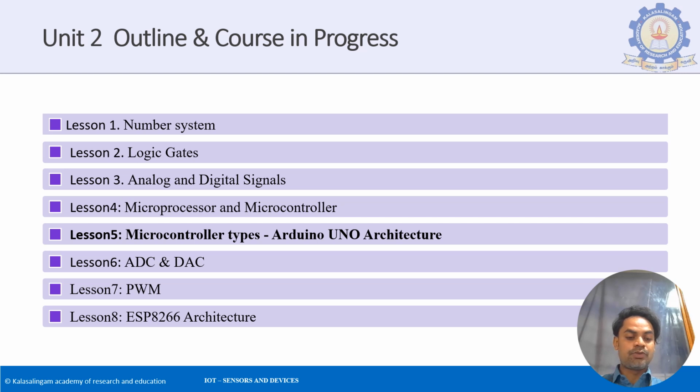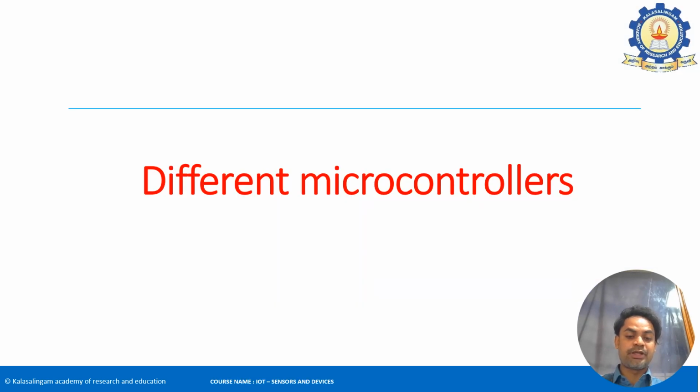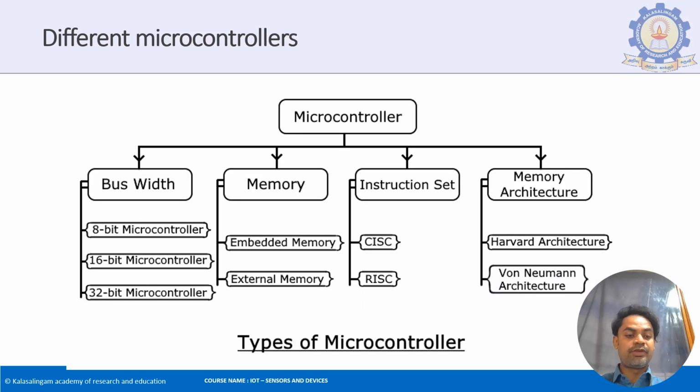Next one, coming to the Arduino Uno architecture. The different microcontrollers available all vary depending upon four major parameters. First one is the width of the bus. As I told you earlier, a single wire is what we call data transmitting from one place to another. But when you want to transfer bits in parallel, you use multiple wires, and these wires combine together to form a bus. And this bus can be either 8-bit, 16-bit, or 32-bit.